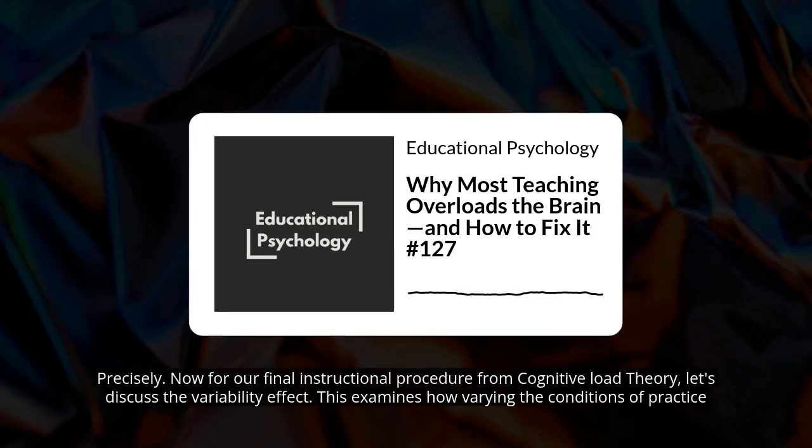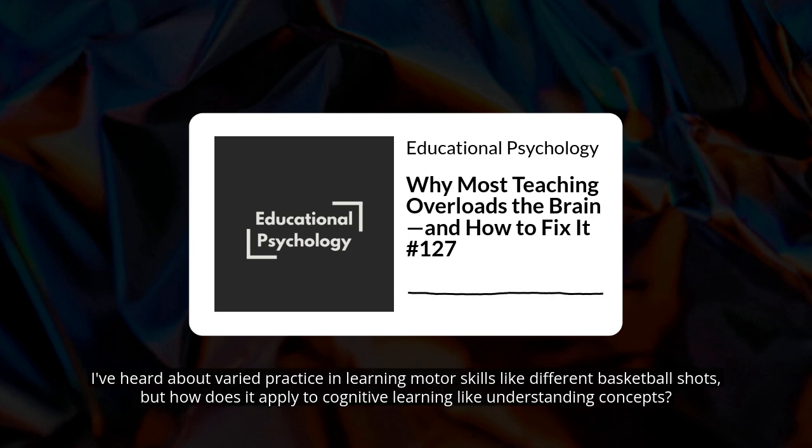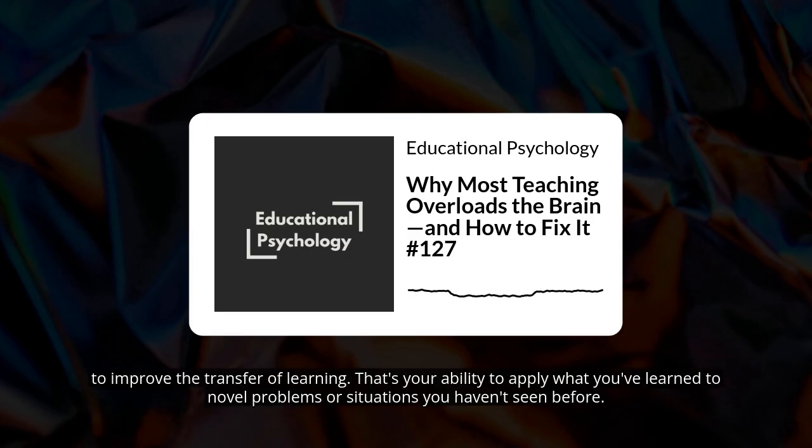Precisely. Now, for our final instructional procedure from cognitive load theory, let's discuss the variability effect. This examines how varying the conditions of practice influences learning, and particularly the transfer of that learning to new situations. I've heard about varied practice in learning motor skills, like different basketball shots, but how does it apply to cognitive learning, like understanding concepts? The underlying principle is quite similar. Variability of practice, practicing different versions of a task or applying a concept in various contexts, has consistently been shown to improve the transfer of learning. That's your ability to apply what you've learned to novel problems or situations you haven't seen before.